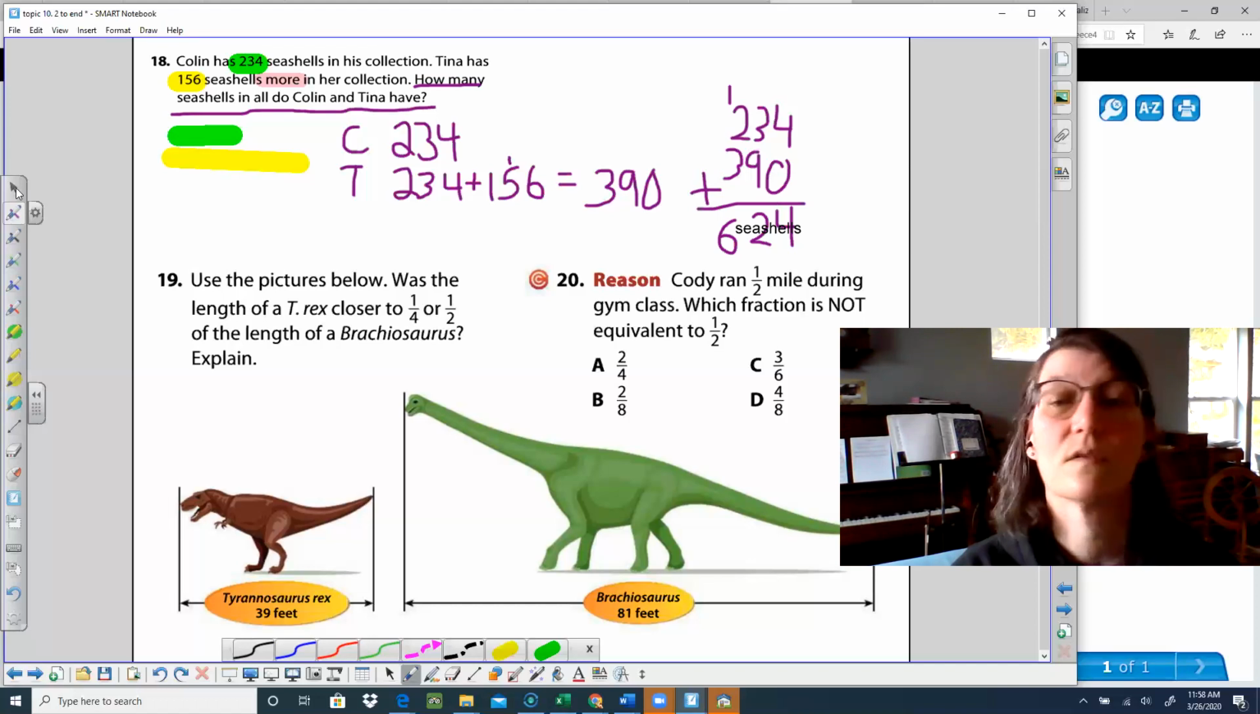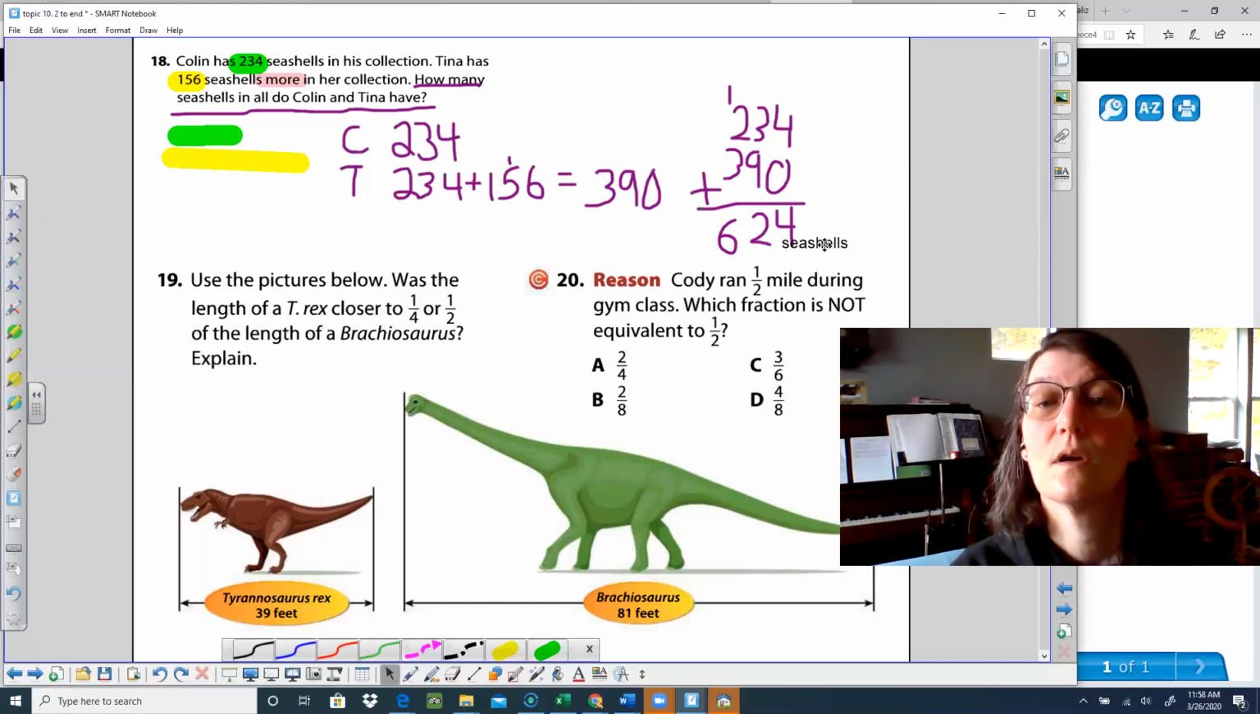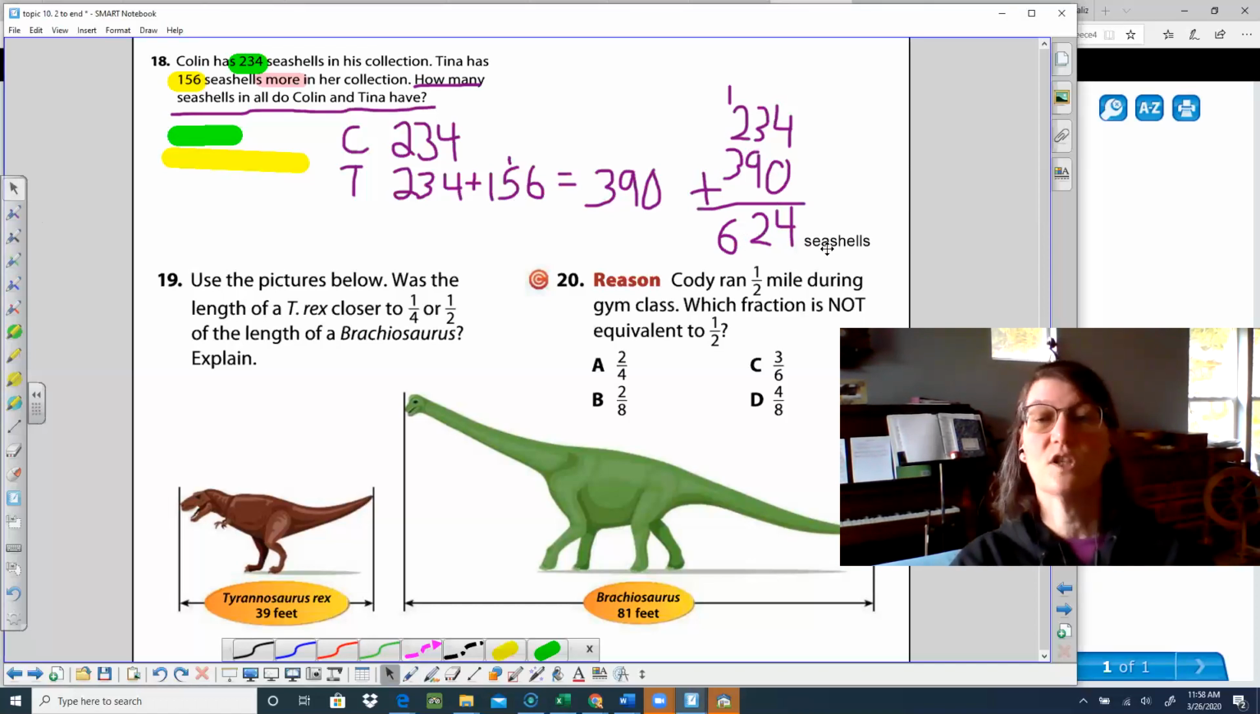Okay, now let's move it over because right now it's on top of our number. Okay, 624 seashells. Okay, now we have some dinosaurs. Use the pictures below. Was the length of a T-Rex, so here's our T-Rex, closer to 1/4 or 1/2 the length of the Brachiosaurus? Explain.